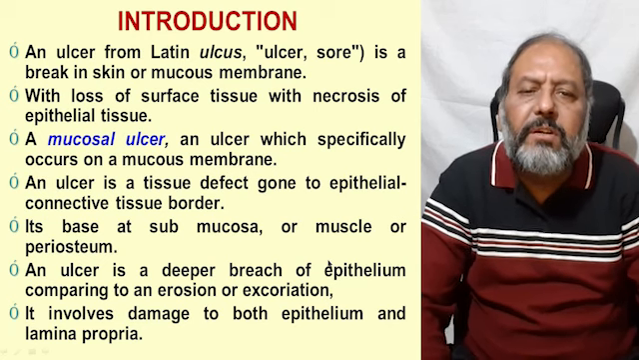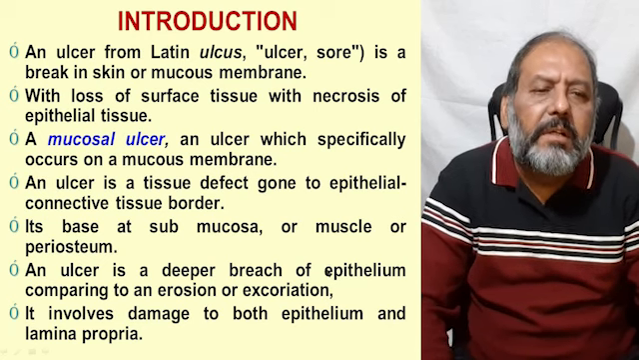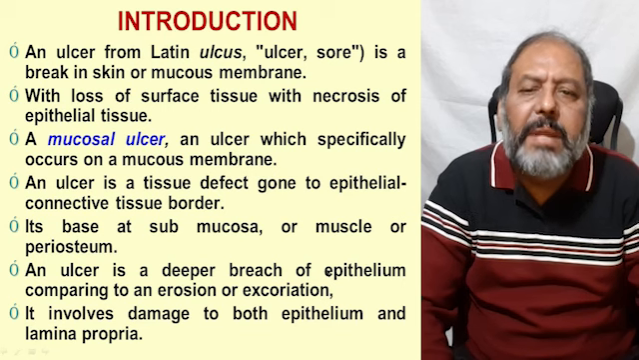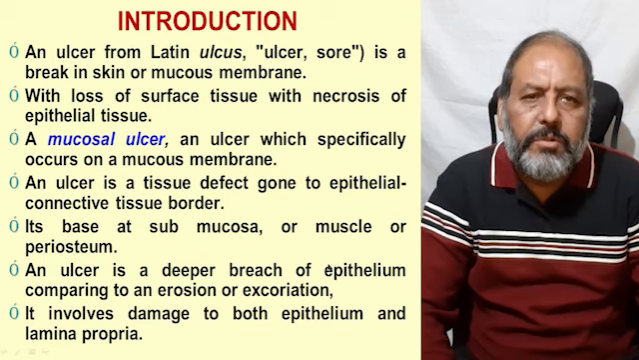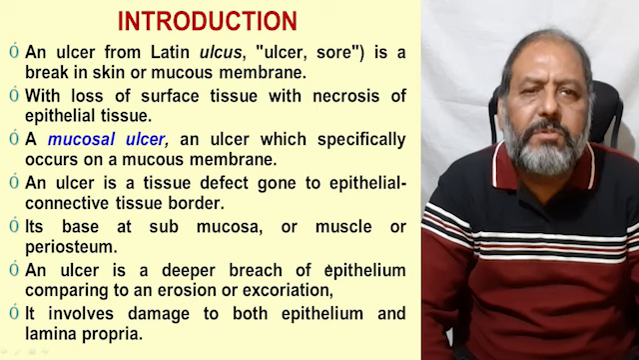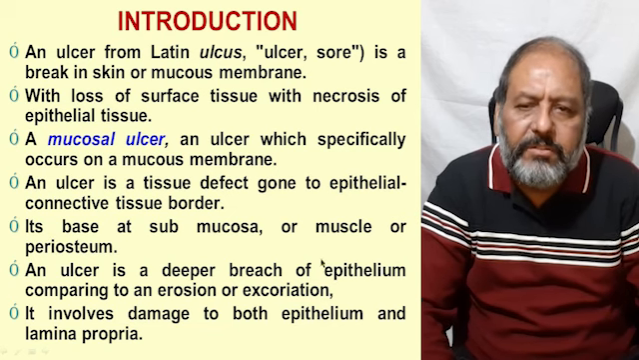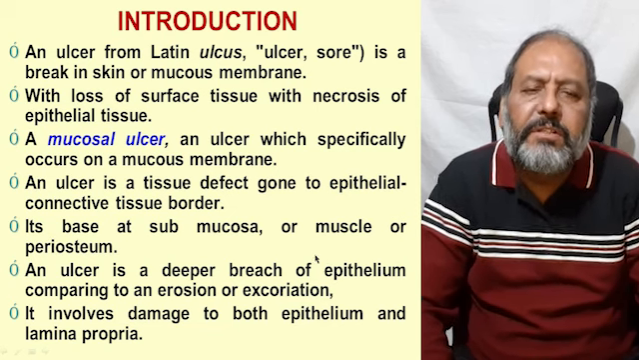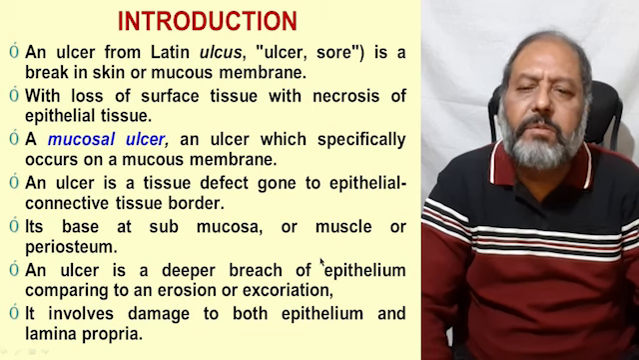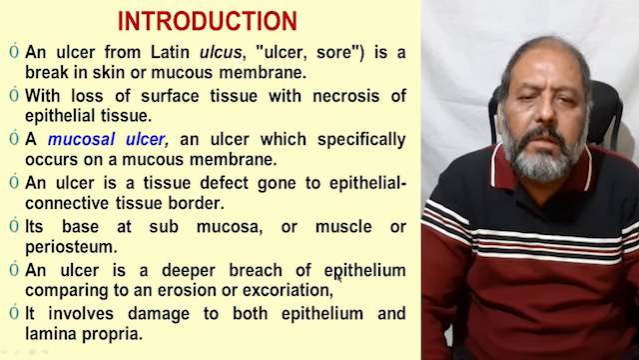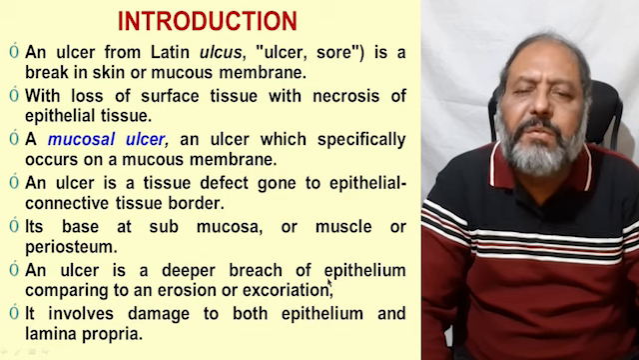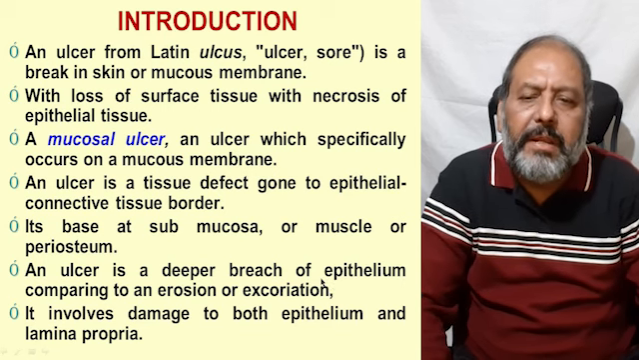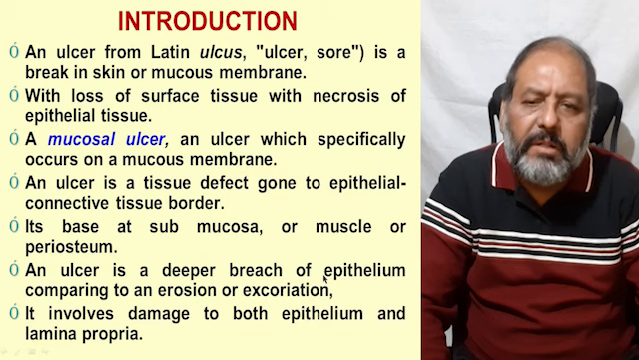Now, an ulcer, from the Latin ulcus, meaning sore, is a break in the skin or the mucous membrane. As I have already told you, the discontinuity in the continuity of the lining is called an ulcer, with loss of the surface tissue and necrosis of the epithelial tissue. A mucosal ulcer is an ulcer which specifically occurs on a mucous membrane, so its name is mucosal ulcer.